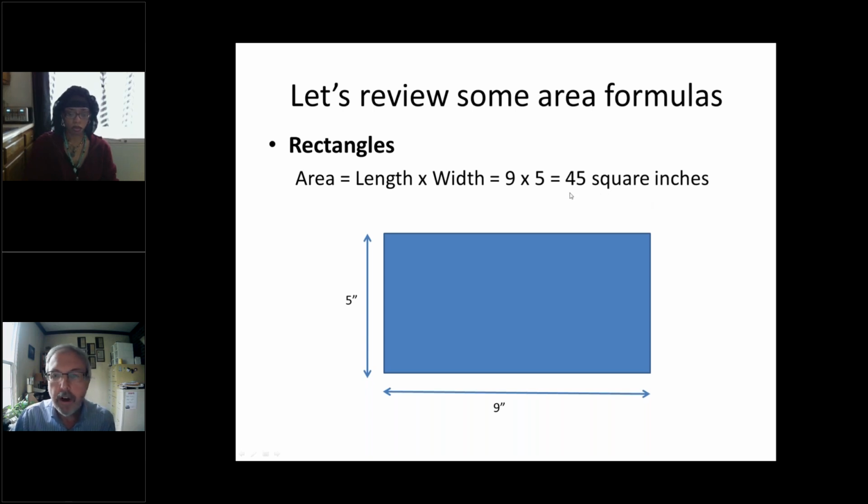And remember, when we're talking about areas, that we want our units to be square units. So what that means is if we were to take this rectangle, we could cut it up into little squares that were 1 inch on each side, and we'd have 45 of them. So if this was a big piece of paper and we cut this up, we could cut it up into 45 little 1 square inch pieces.